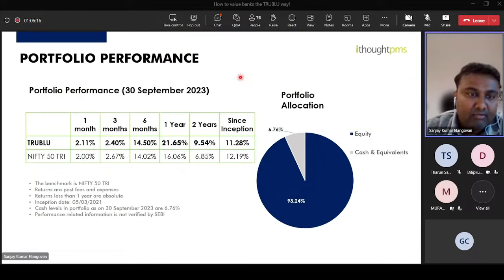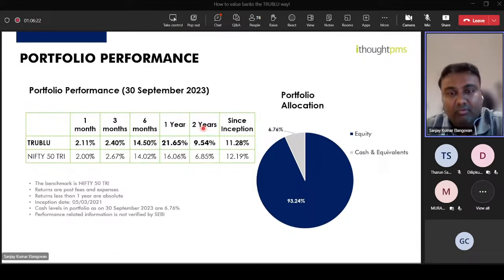So the current performance of TrueBlue against Nifty 50. If you look at the 1 year and 2 year, ideally we would look at a 3 year, but we still haven't finished 3 years because the fund was launched in March 2021. But if you look at the 1 year and 2 year, we have been beating the Nifty 50 by 5.6% in 1 year, and more than 2.5% in the 2-year time period.